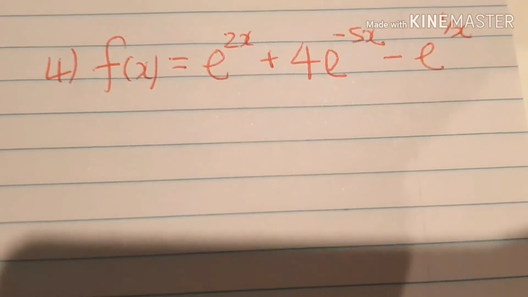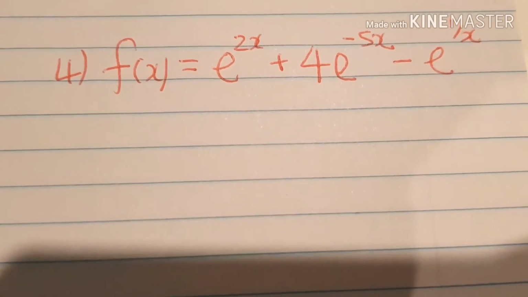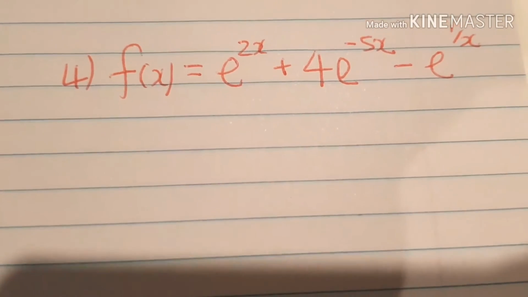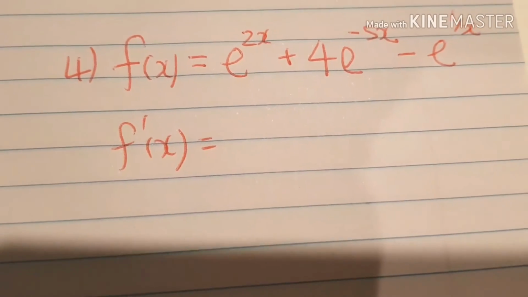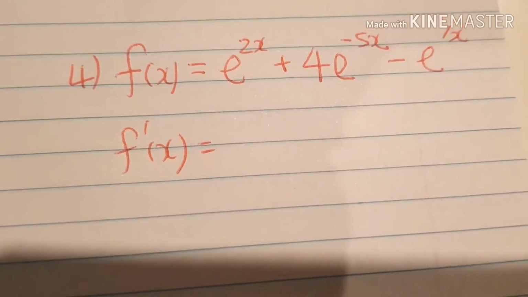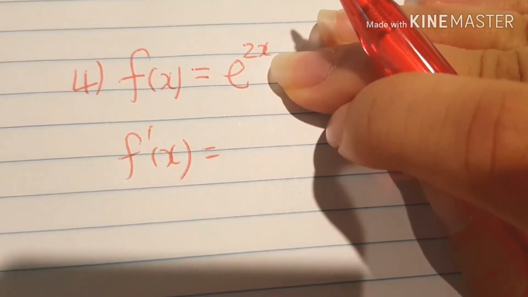Then how about this question? It's all mixed up and I have 3 different terms. In this case, you just look at each term and differentiate each term. Don't look at all the others, just look at this one. How would you differentiate this one?